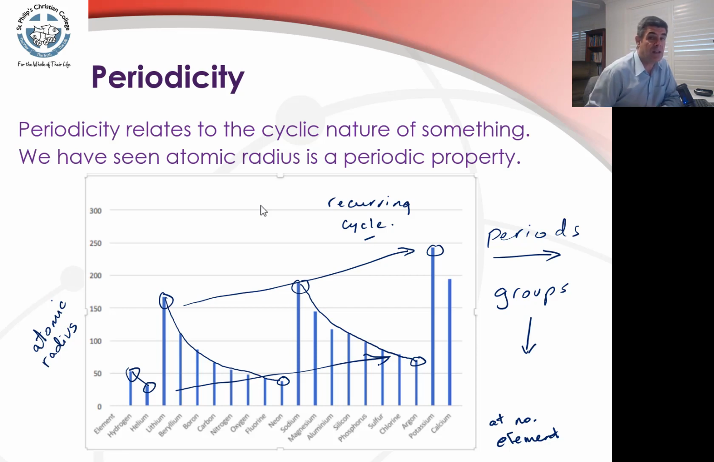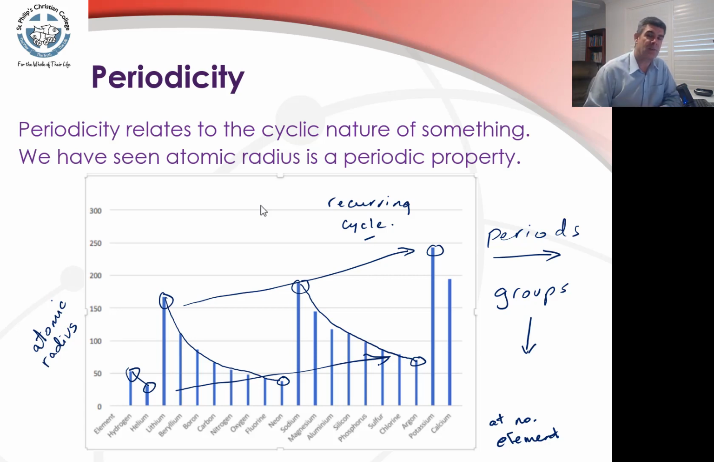Now, atomic radius is an easy one to explain because if we think about the way that the electrons are organized, as we go to each new period, we start a new energy level, or we start a new shell. So the electrons get further and further away from the nucleus. This makes sense if we're looking at atomic radius as something that gets bigger and bigger as you go further and further out with your electrons.